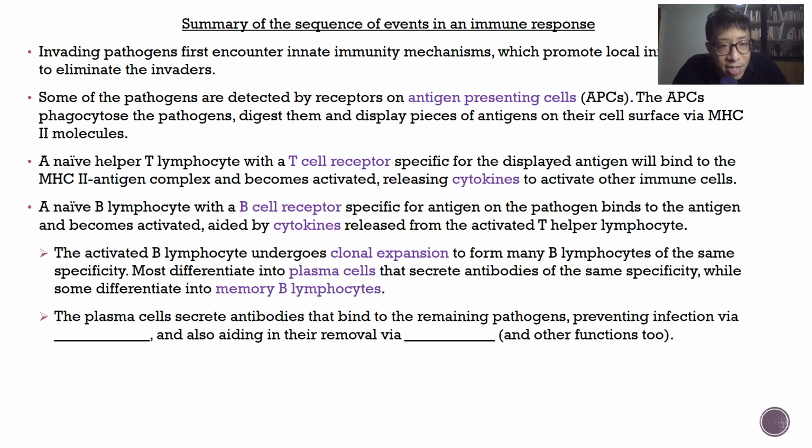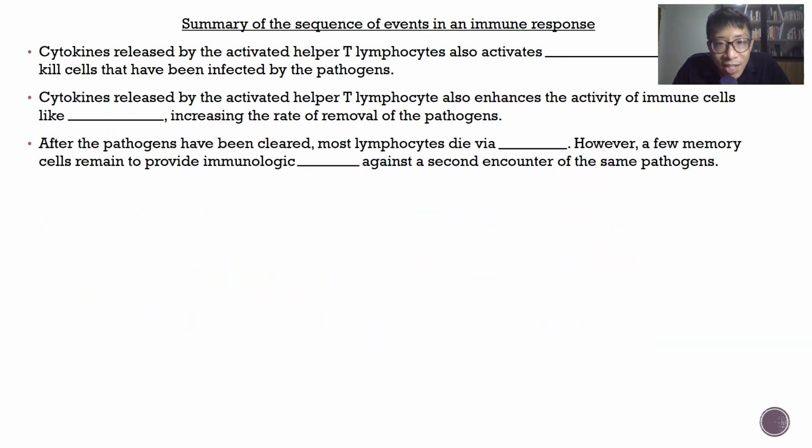Okay, so the plasma cells secrete antibodies. These antibodies have the same specificity, right? So they can bind to the same antigens on the same pathogen that is now invading the body to prevent infection, and this is known as neutralization. They also aid in the removal by the macrophages, the monocytes, and so on. So that is known as opsonization, right? And of course, there are other antibody functions as well, which I'm not looking at in this summary. Okay, so I go on to the next slide, right?